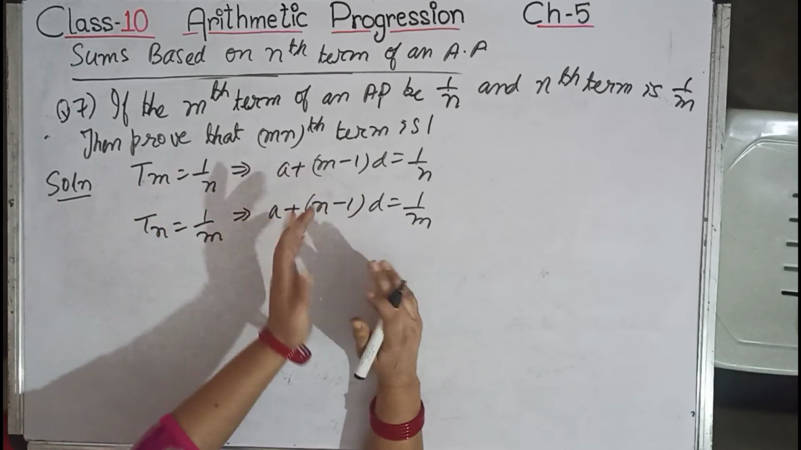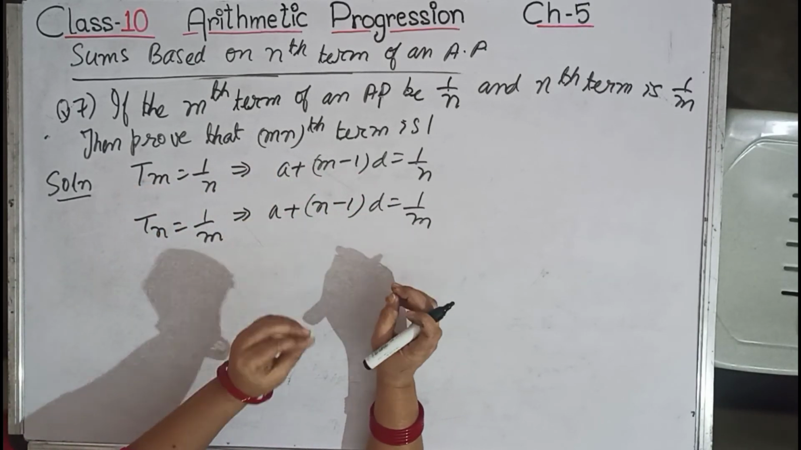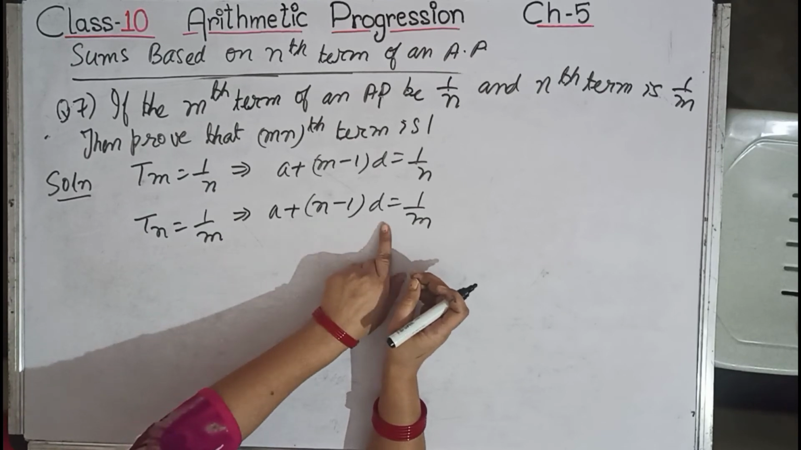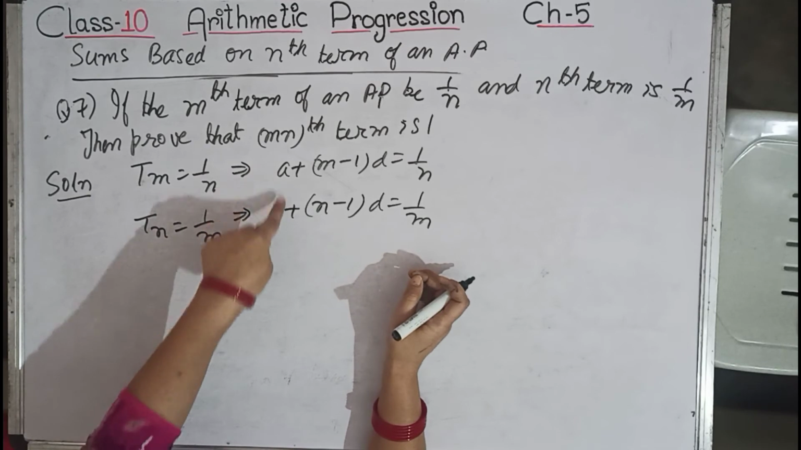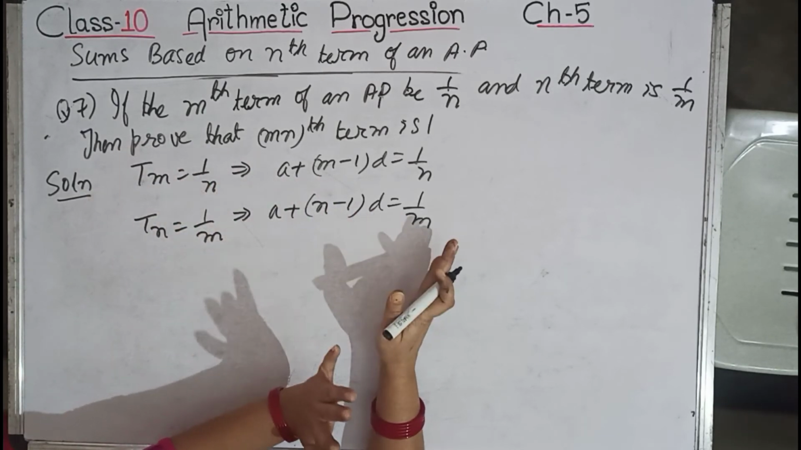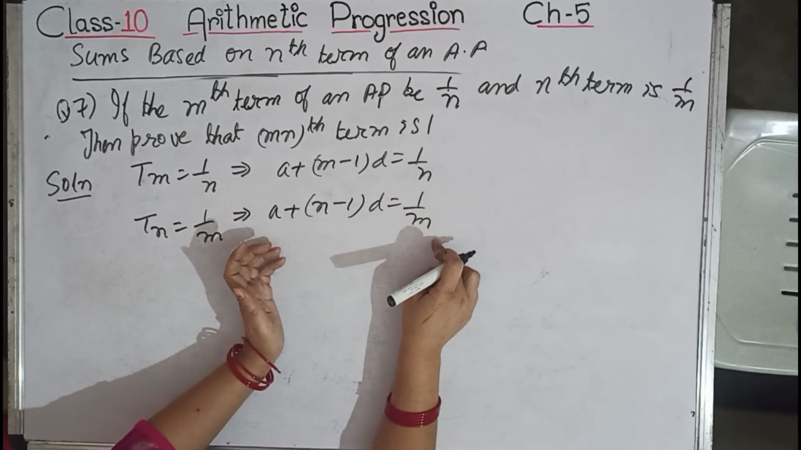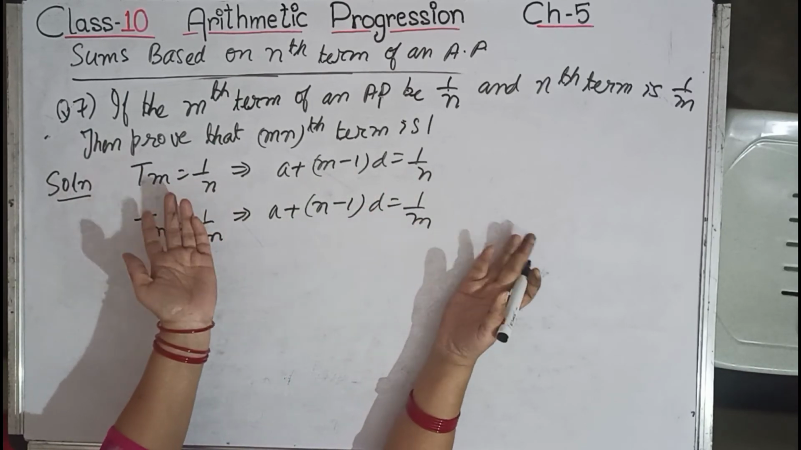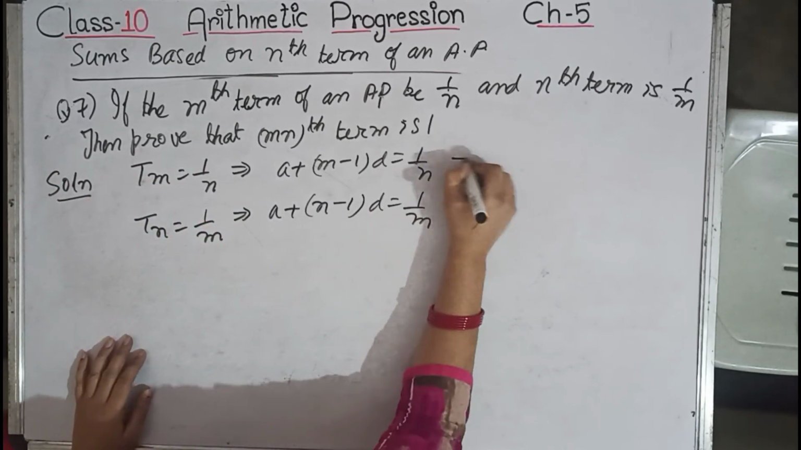Now we have to prove that the mnth term is 1. Whenever such a sum comes, your target should be to find the values of A and D. Here in these two equations we can see A is common. So by subtracting, A will be eliminated and we will get the value of D. Substituting that value of D in either of these equations will give the value of A, and hence A and D are found. Such sums always involve the same type of calculation.